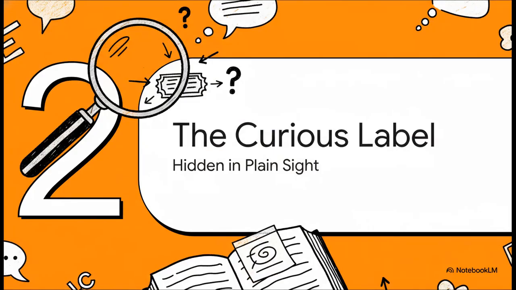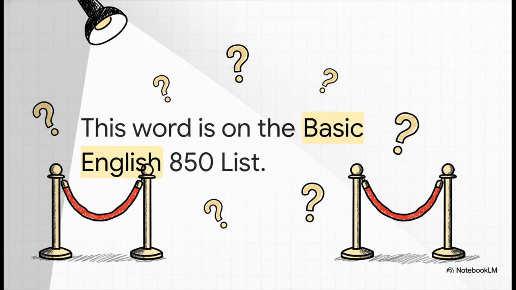So as I was looking at this really simple definition, something else on the page totally caught my eye. It was this little note, this label, that just seemed completely random next to such a common word. The label said the word middle is on the Basic English 850 list. And my first thought was, wait, what? What on earth is that? It sounds so official, right? Almost kind of mysterious, like our plain old word, middle, is part of some secret exclusive club.